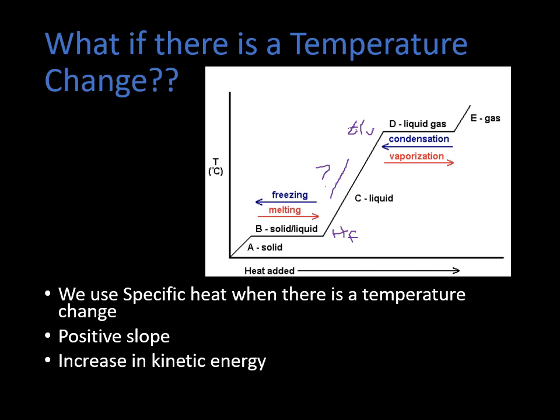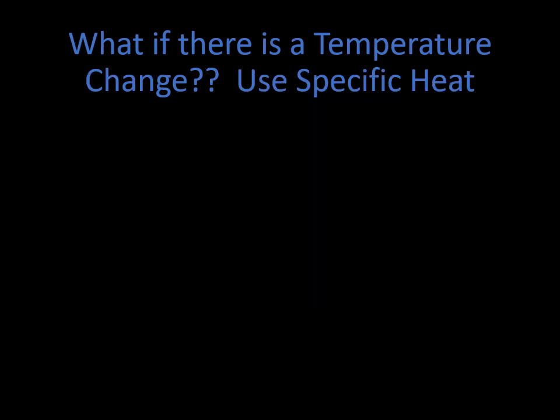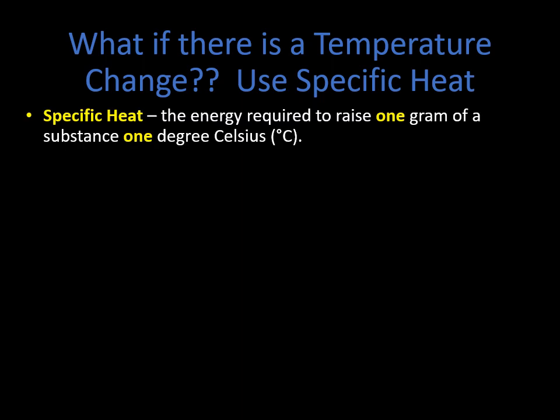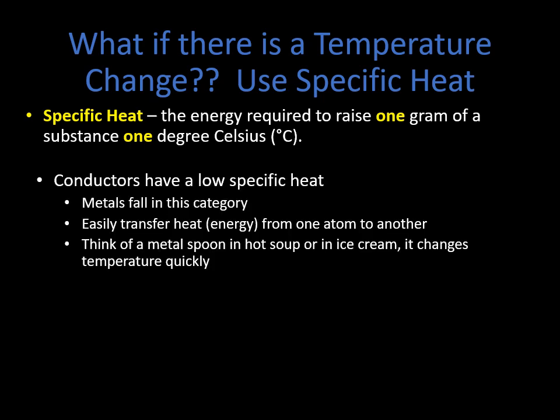Instead, we're going to use something called specific heat. So specific heat is the energy required to raise 1 gram of a substance 1 degree Celsius. So the more mass you have, the more energy it's going to take to heat something. Conductors have a low specific heat, and our metals fall into that category. If we think of copper wire, copper conducts heat and electricity. And the reason why it's a good conductor is because of this low specific heat. Conductors can easily transfer energy from one atom to another.